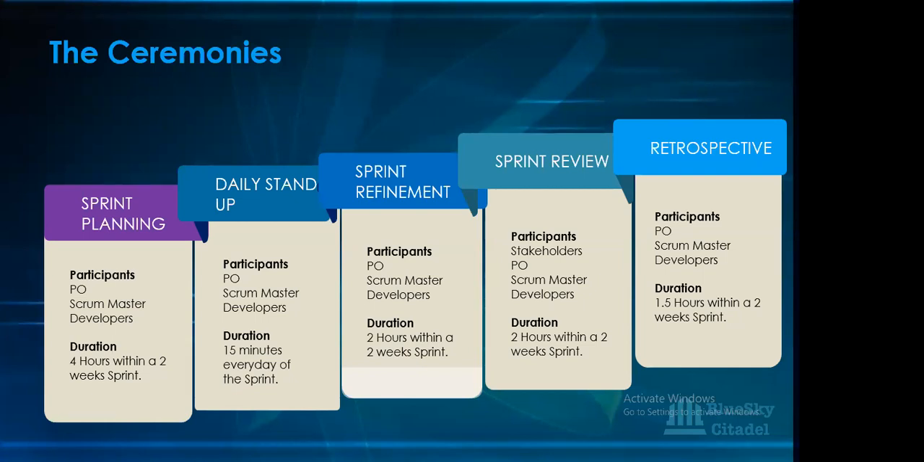So if you look at all the ceremonies, the common factor in all ceremonies is the team. So this is what encompasses a team in Scrum: a PO, Scrum Master and the developers. So if you see in your sprint planning, the only invitees are the PO, Scrum Master, developers. In daily Scrum, same. In sprint refinement, same. In retrospective, same. But in sprint review, there's an extra foreign body, which is the stakeholders.